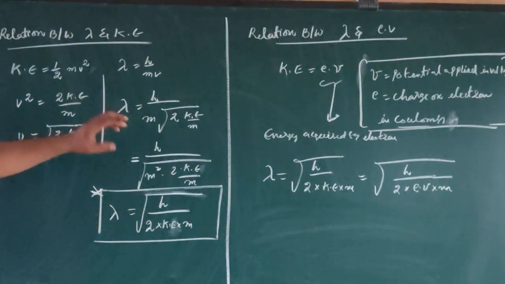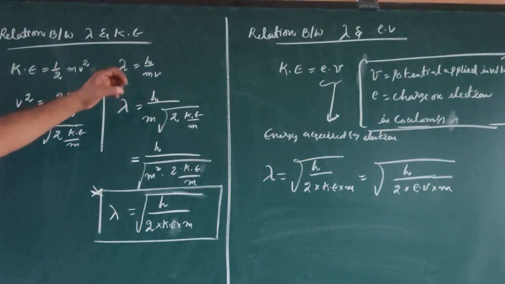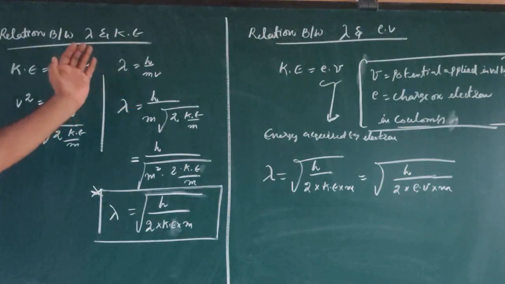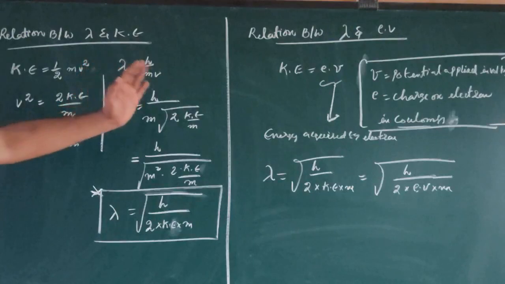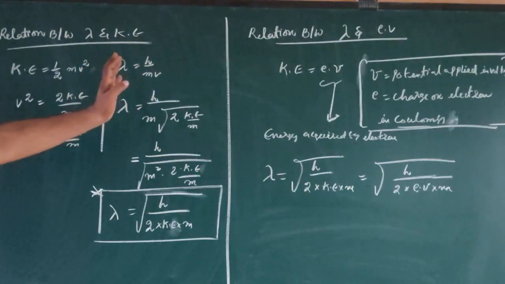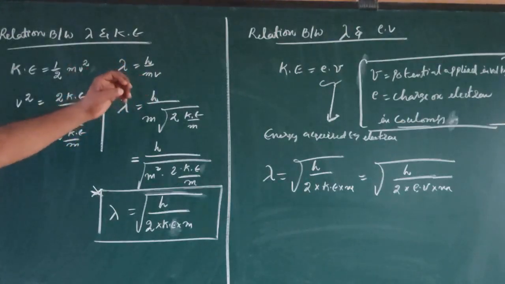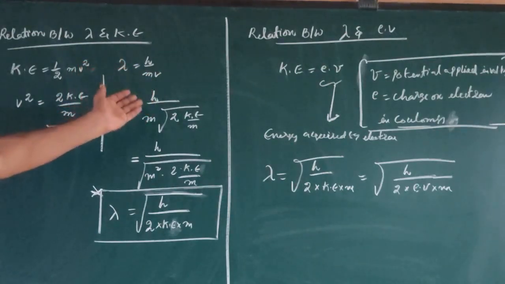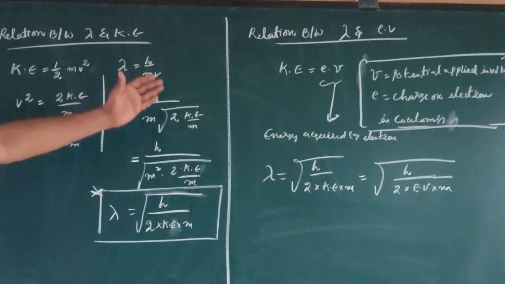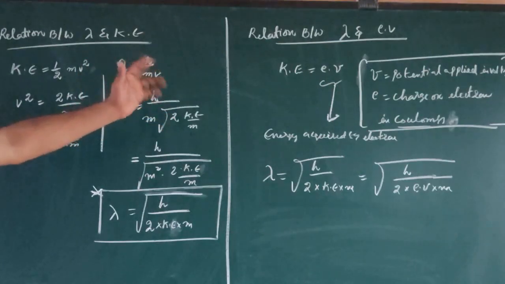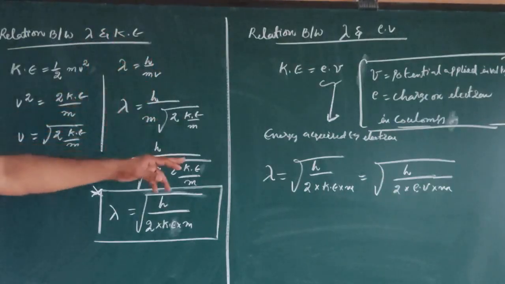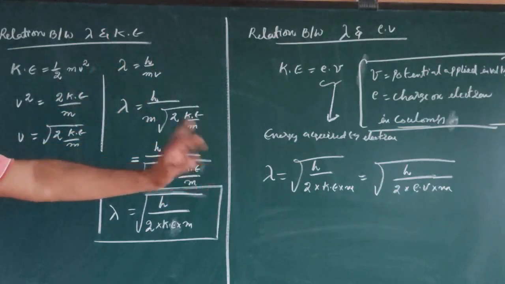Suppose V volts of potential is applied to an electron. Then the kinetic energy is equal to the product of charge and applied voltage. Understand? The energy acquired by the electron in the form of kinetic energy is equal to the product of charge and volts. Then kinetic energy is equal to eV, so we can replace kinetic energy with eV.